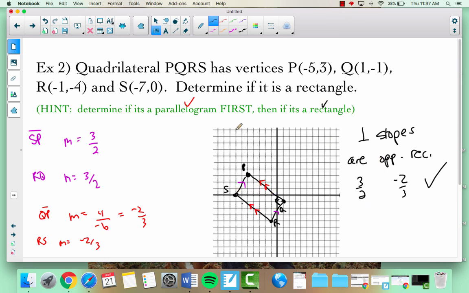rectangle. The other thing you could check is to find the diagonals, so use the distance formula and find the length of PR and the length of SQ. And if those two lengths are the same, then it would be also a rectangle. So multiple ways to do this. Just make sure you're using some of those rules that we've talked about in order to prove that they are rectangles. And that's it for rectangles. The next video will be over squares and rhombi.